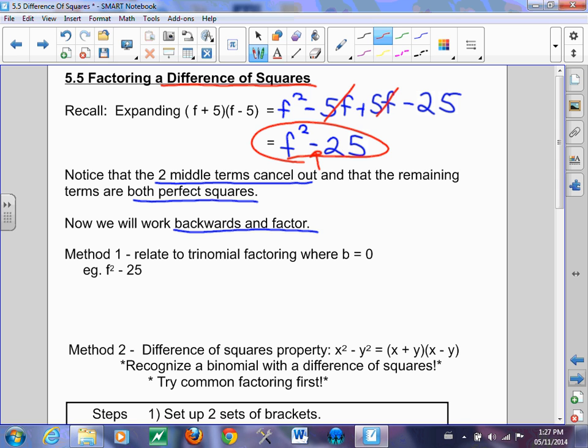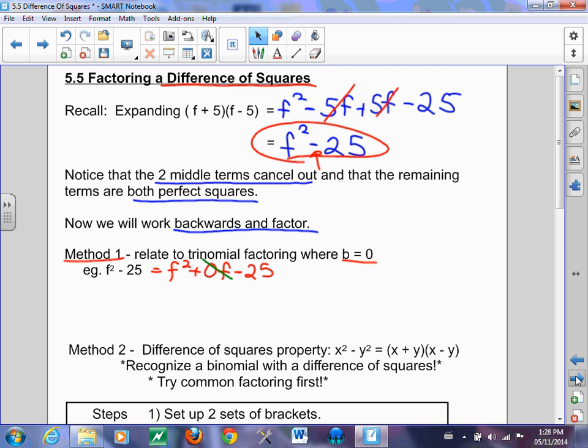Difference of squares. All right, there are two ways to look at this, folks. Method one, you might like this. We relate it to trinomial factoring, where b equals 0. Why? Because in ax squared plus bx plus c, there's no middle term here with an f in it. If I was to rewrite that, it's really f squared plus 0f minus 25. That's if you're trying to think about relating it to trinomial factoring, because 0 times anything is 0, so it cancels out. So we can still do this method of factoring, because a equals 1, b equals 0, and c equals negative 25.